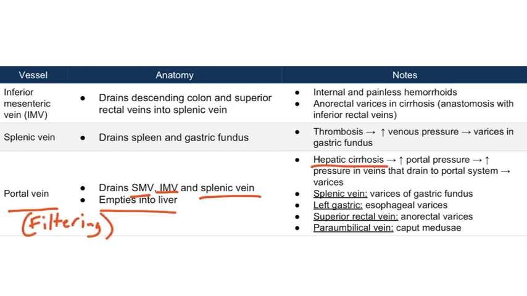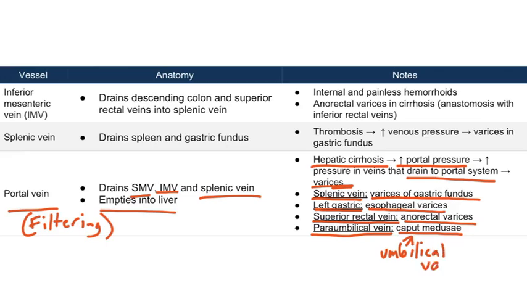Now, in the case of liver cirrhosis, the portal system will increase in pressure, and this will lead to increased pressure in the veins that drain the portal system, which ultimately leads to varices. These varices can occur because of increased pressure in the splenic vein, which causes varices in the gastric fundus, which we just discussed, or increased pressure in the left gastric vein, which causes esophageal varices, or the superior rectal vein, which causes anal rectal varices, or the paraumbilical vein, which causes caput medusae, which is another name for umbilical varices.